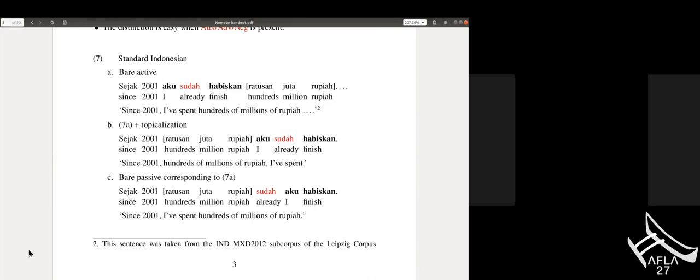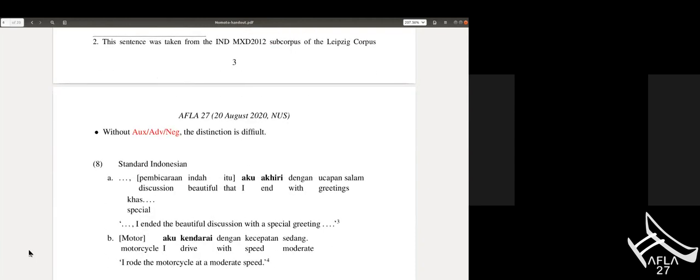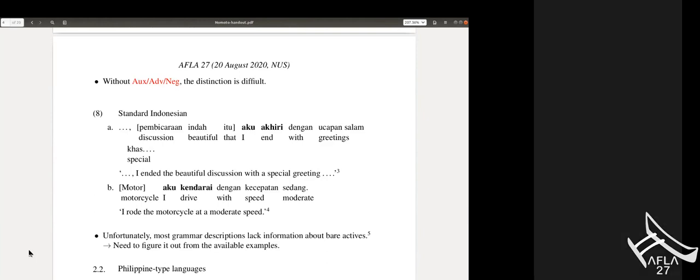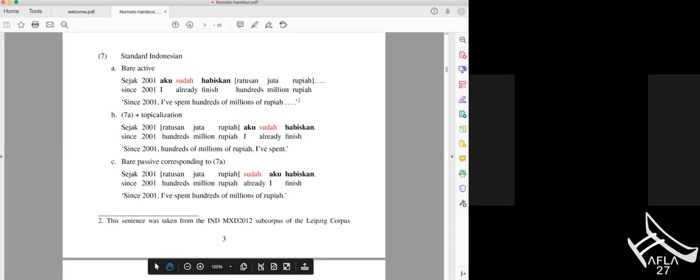If you look at the examples in 8, the agent comes before the bare verb, and the patient is in the front. And here you are not sure whether this is a bare active or bare passive clause. Unfortunately, most grammar descriptions lack information about bare actives, so I needed to figure it out from the available examples.